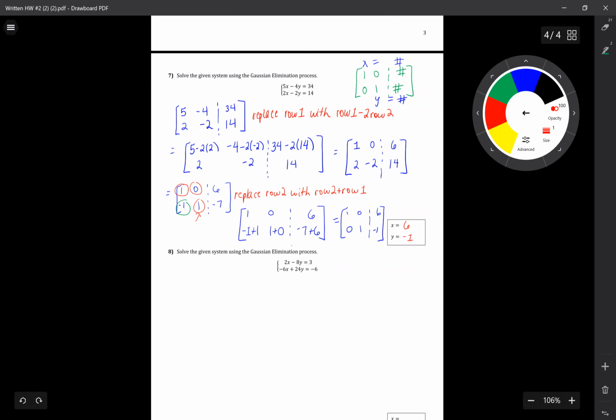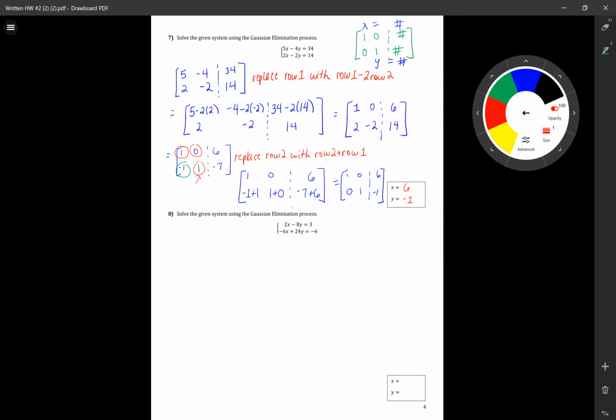All right, that was number 7. Let's look next at number 8. So again, we want to use Gaussian elimination here, and I'm going to transfer this into a matrix. I get 2, -8, and 3, -6, 24, and -6. So again, I want to get a 1 where this 2 is right now.